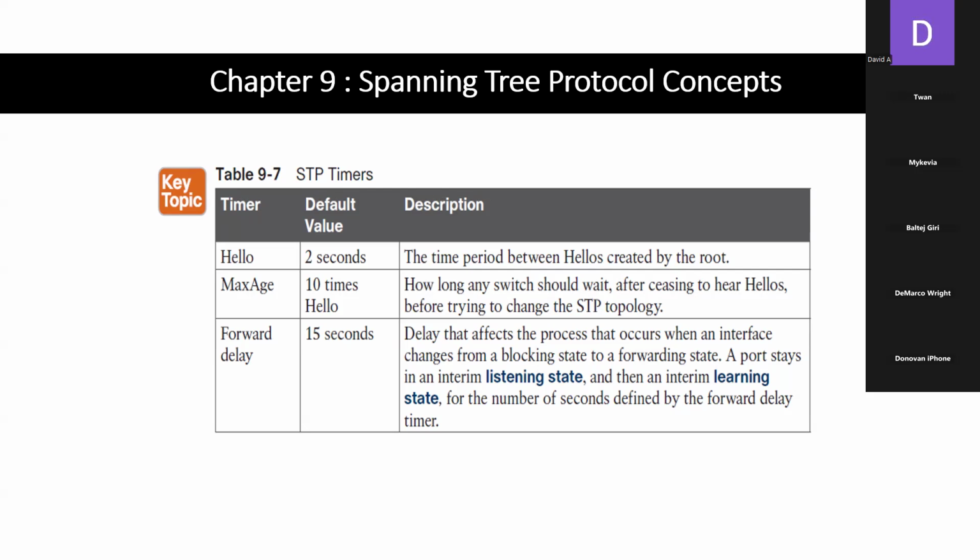Let's talk about forwarding delay. The default value is 15 seconds. This is very important. The forward delay affects the process that occurs when an interface changes from a blocking state to a forwarding state. A port stays in an interim listening state. We're still talking about spanning tree here.